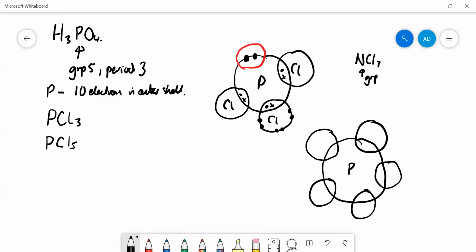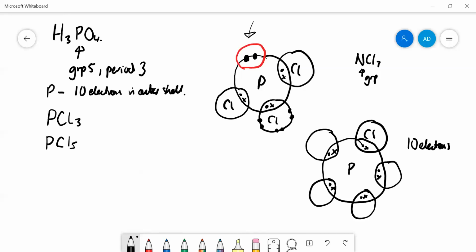In each one, you get a dot and a cross, dot and a cross, dot and a cross. Okay, now we've accounted for all 5 of phosphorus's electrons there, so there are no lone pairs, unlike PCl3, which does have a lone pair. It's got 5 bonding pairs, and it has 10 electrons in its outer shell. And it's allowed to do that because it is not in period 2, it's in period 3.